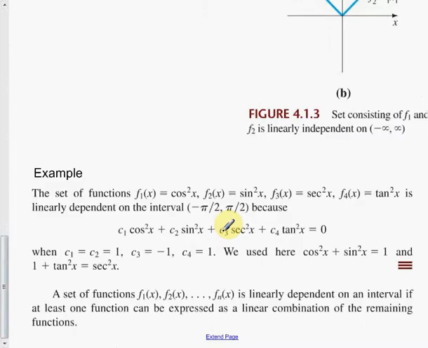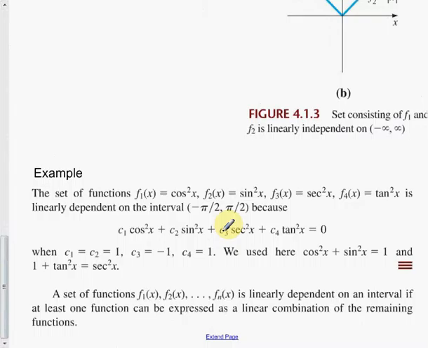Well, here what they did was they went ahead and found those scalars. c1 and c2 is 1, so basically you get cosine square plus sine square is equal to 1. And then here, c sub 3 is negative 1, and then c sub 4 is 1 because tangent square minus secant square is equal to 1. And so then you get that'll be negative 1. So then you get 1 plus a negative 1 gives you 0.